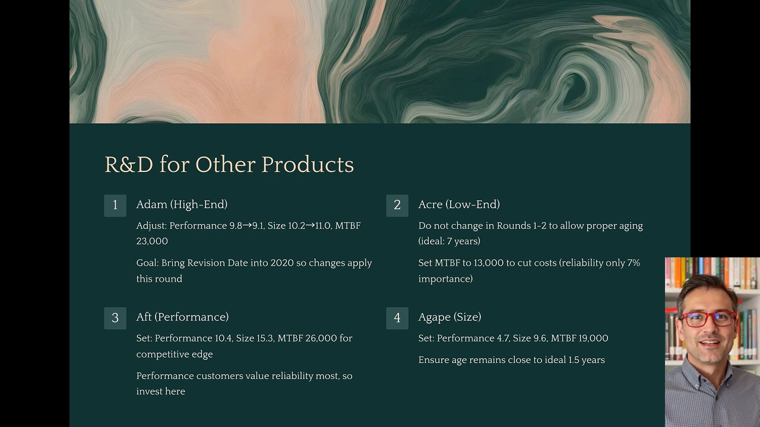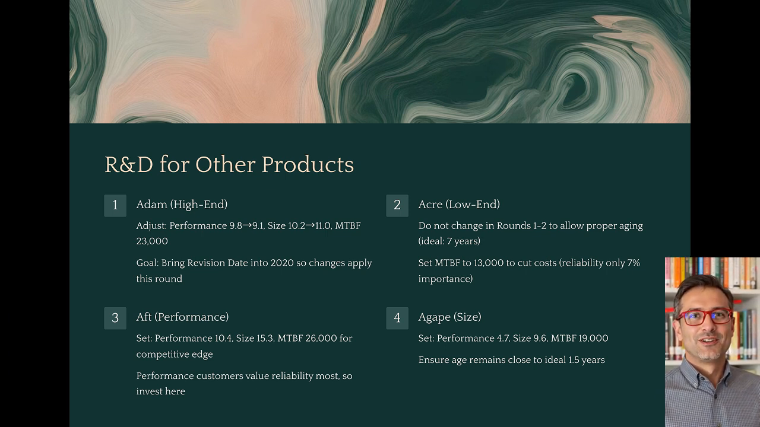Pushpin Acre, low-end customers care most about price, age, 7 years. Do not change Acre in rounds 1 to 2 to allow it to age appropriately. Update in Round 3. Set MTBF to 13,000, between 12,000 to 17,000, to cut costs, as reliability is only 7% of importance. Pushpin Aft, performance, Round 1 preferences, performance, 10.4 size, 15.3 MTBF, 25,000 increase to 26,000 for competitive edge.